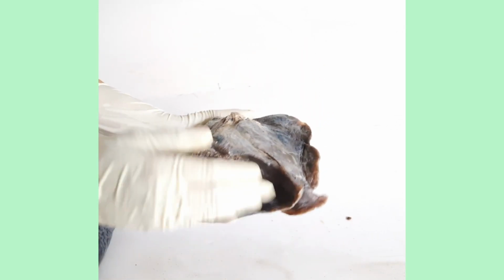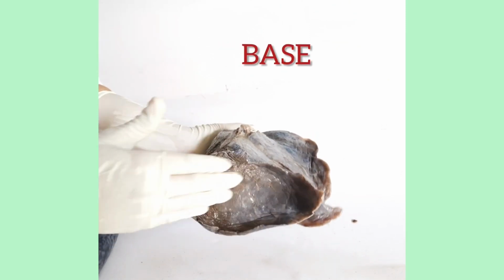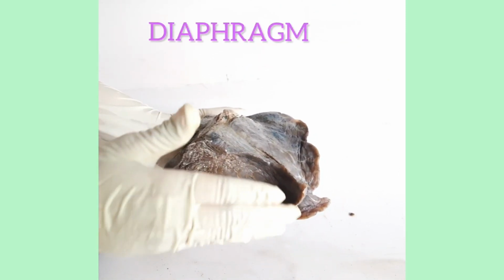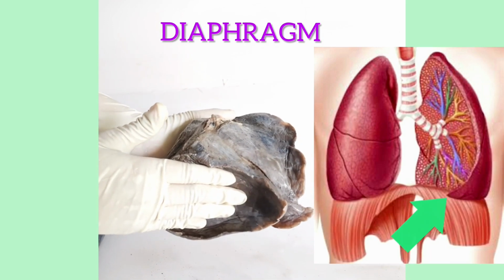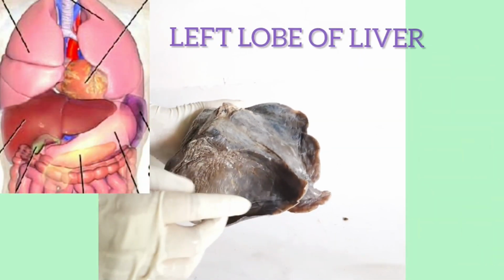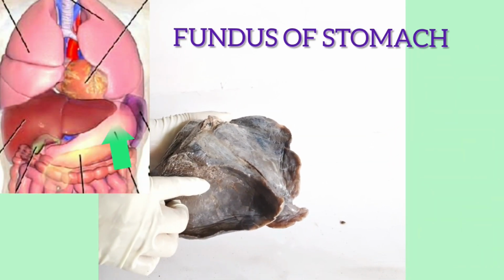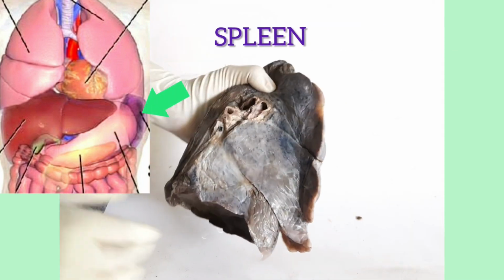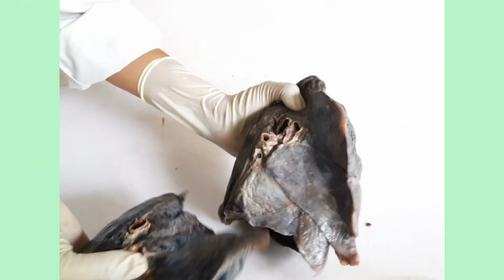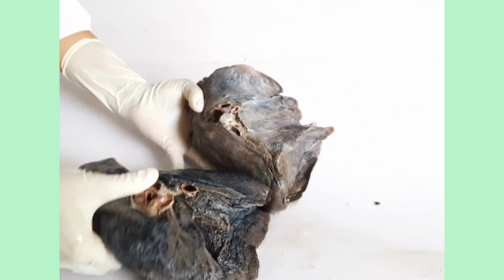While if you see the base of the left lung, it is related to the left dome of the diaphragm, and beneath the left dome of the diaphragm it is related to the left lobe of liver, fundus of the stomach and spleen. So that is about the relations of the right lung and the left lung.